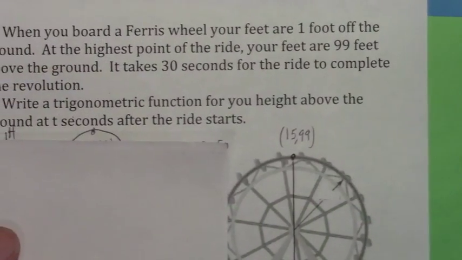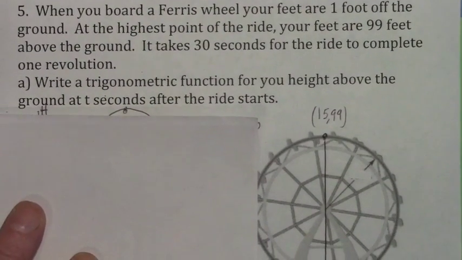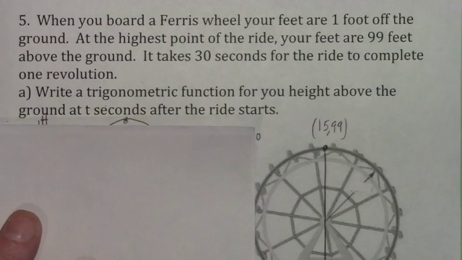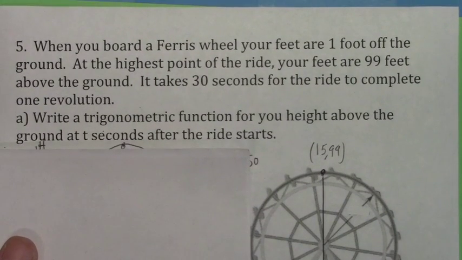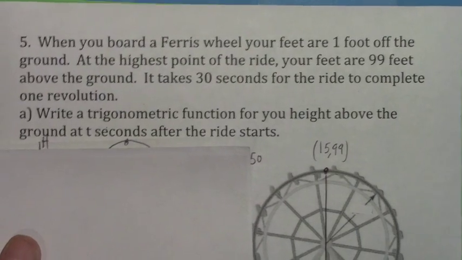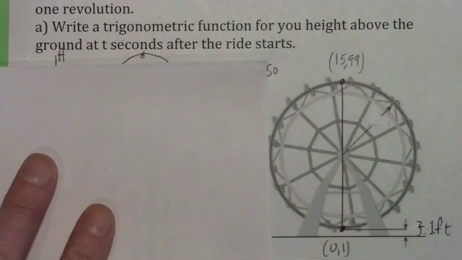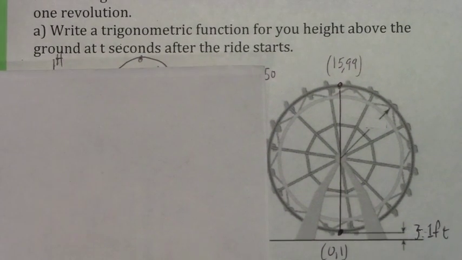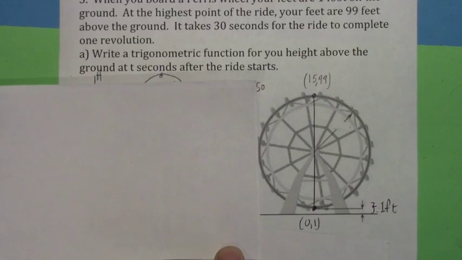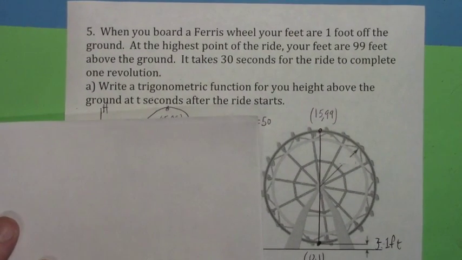Here, Ferris wheel problem. You jump aboard a Ferris wheel, and the Ferris wheel is 1 foot above the ground. And at the highest point, you're 99 feet. So this is kind of how it looks. This picture right here. You see if I can zoom out a bit here. There. Maybe you can read this better.